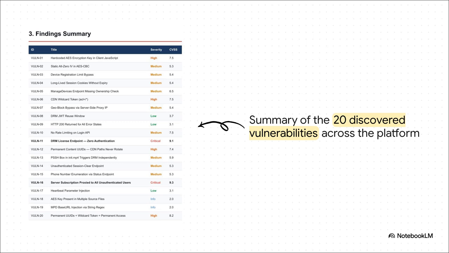Now, what's really interesting here is the sheer breadth of the findings. The researcher found 20 vulnerabilities in total. They range from informational issues, like an AES encryption key accidentally hard-coded into the client-side JavaScript bundle, to medium-severity logic flaws, like a device registration limit bypass. But for our purposes, we're focusing our attention entirely on the two absolute worst offenders on this list, Vuln 11 and Vuln 16. These are the critical flaws that broke the platform wide open.